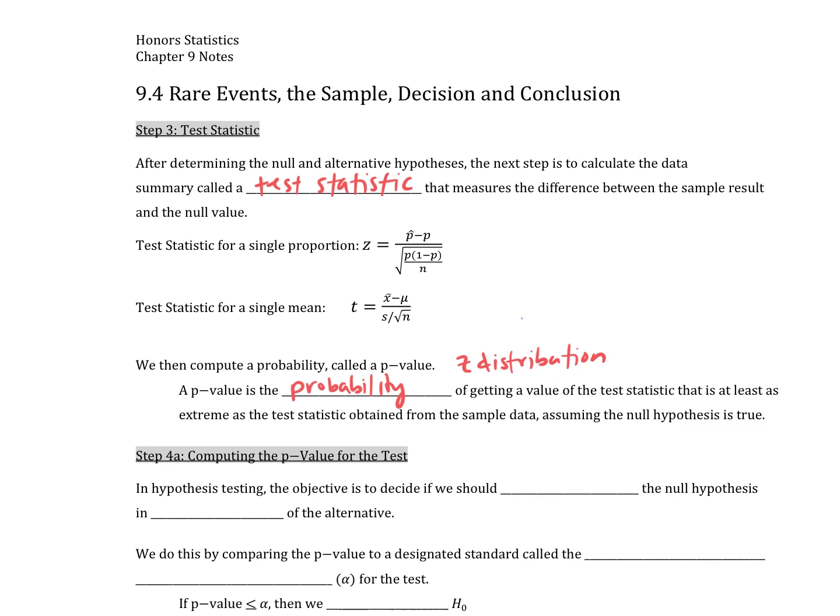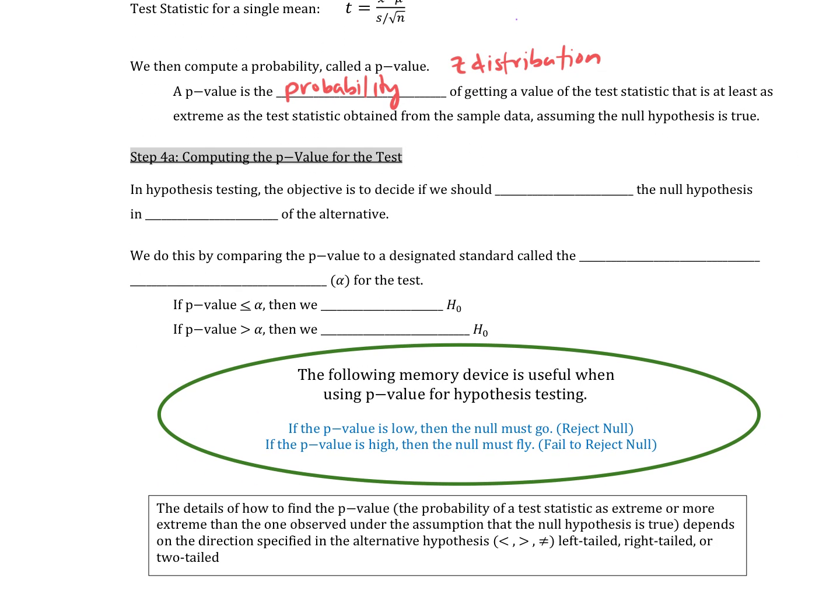Okay. So here's where you have 2 step 4s and 2 step 5s, depending on if you're using the p-value or the test statistic. So if you're using the p-value, in hypothesis testing, the objective is to decide if we should reject the null hypothesis in favor of the alternative hypothesis. You are proving the alternative right or wrong. Which means you either reject the null or fail to reject the null.